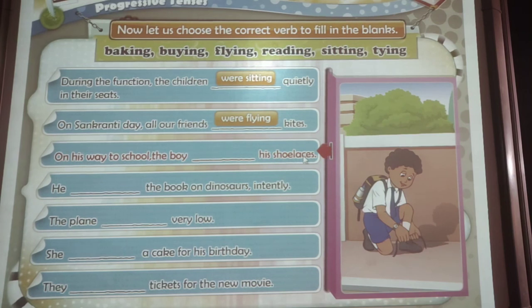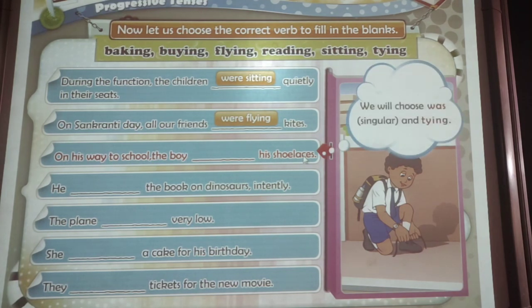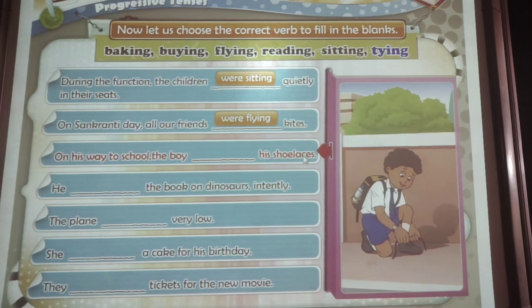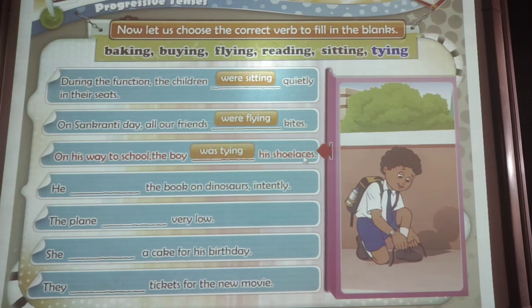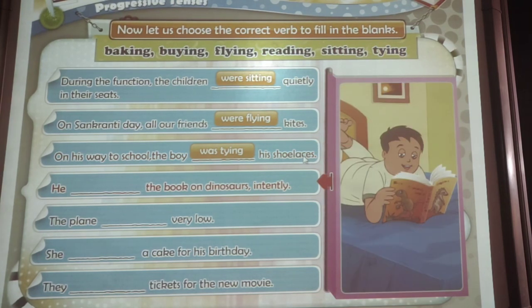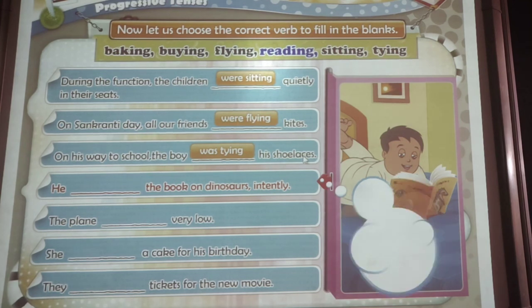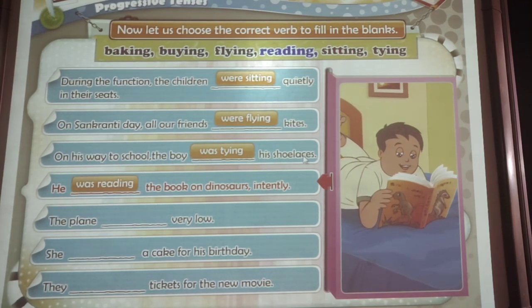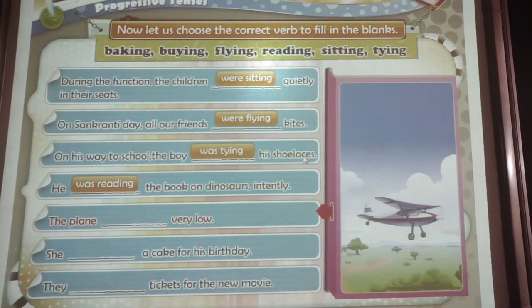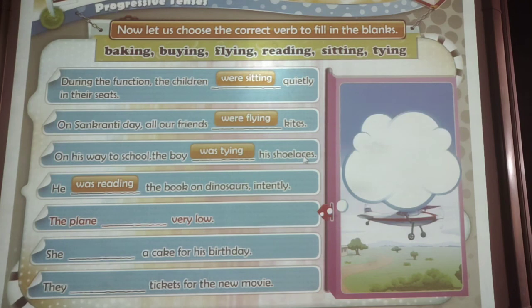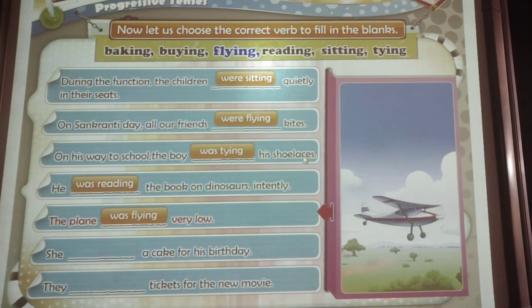On his way to school, the boy dash his shoelaces. We will choose was, singular, and tying. On his way to school, the boy was tying his shoelaces. He dash the book on dinosaurs intently. Let's use was, singular, and reading. He was reading the book on dinosaurs intently. The plane dash very low. Let's choose was, singular, and flying. The plane was flying very low.